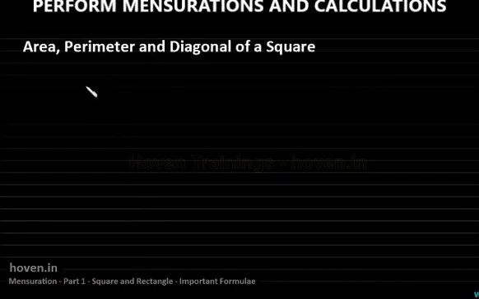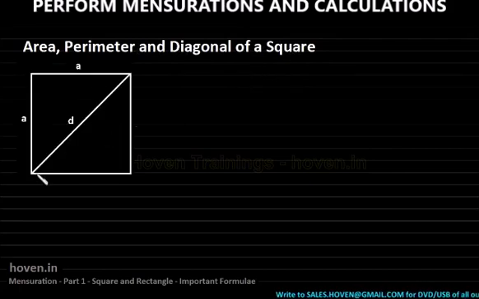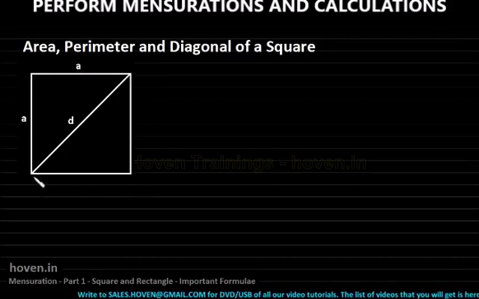Let us study some of the important facts and important points regarding the area, perimeter and diagonal of a square. This is the basic square in which 4 of the sides are equal. This side is equal to this side, is equal to this side, is equal to this side. A square needs no introduction.